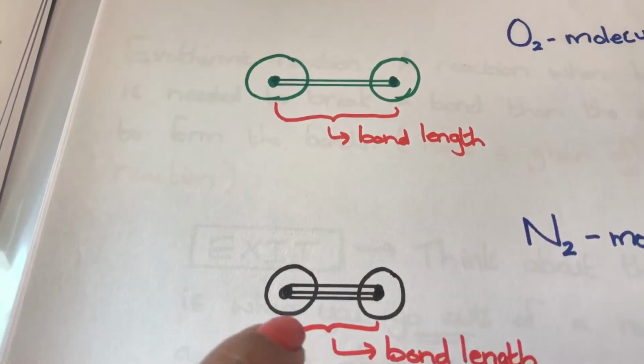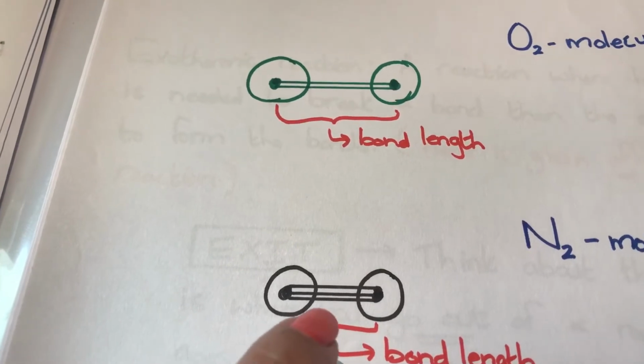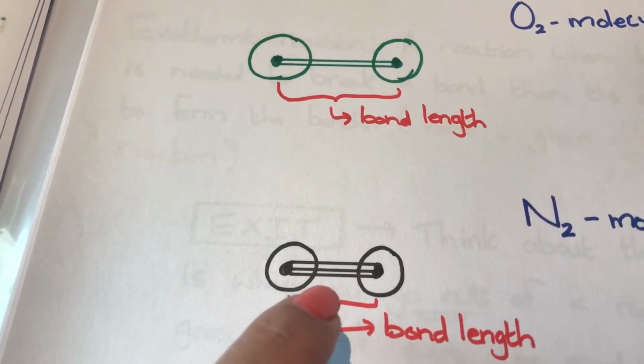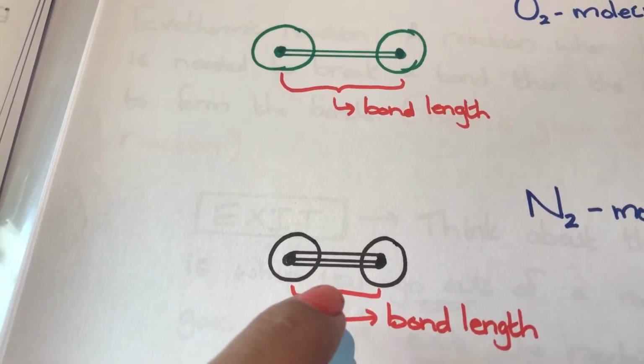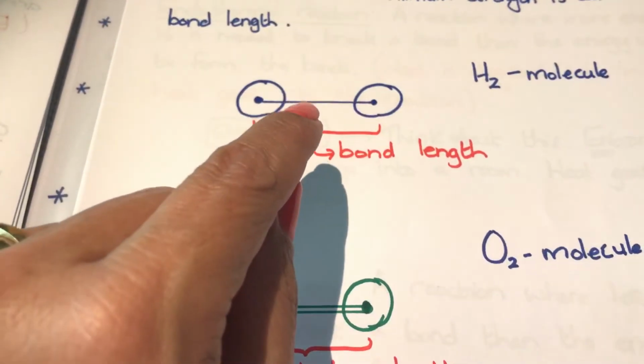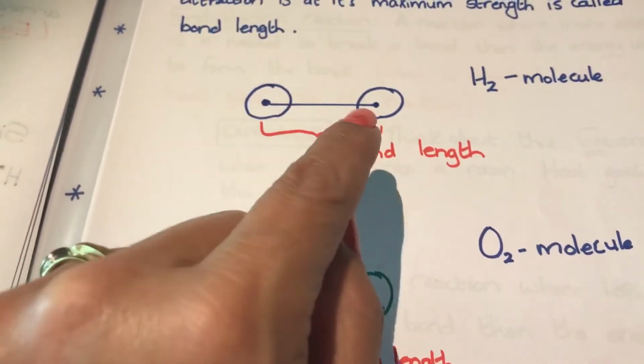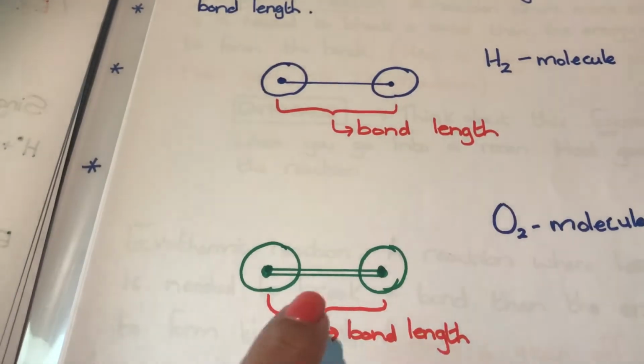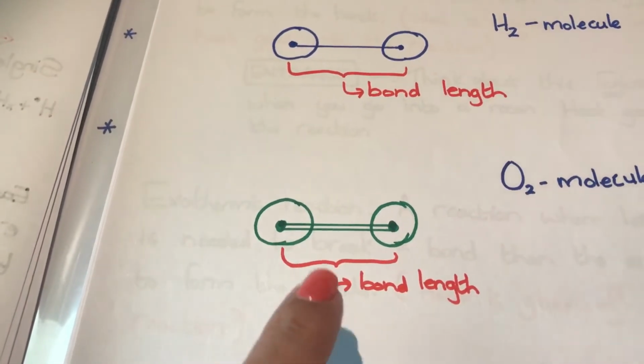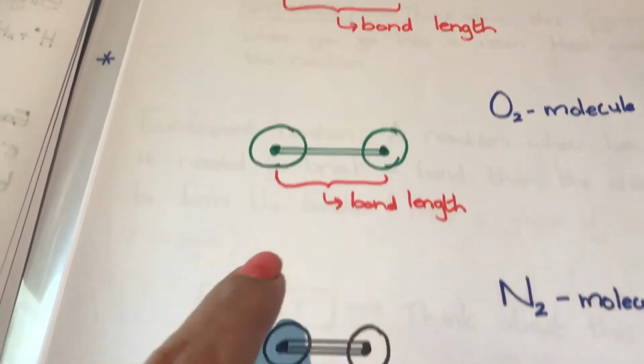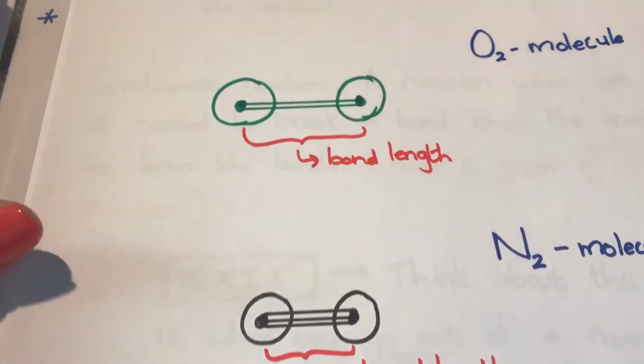So the more bonds you have, the greater the bond strength. Triple covalent bonds will be short bonds and very strong bonds. Single covalent bonds will be long bonds and they'll be weaker. They're easier to break. Double covalent is a little bit more difficult to break than single, but still easier to break than a triple covalent bond.